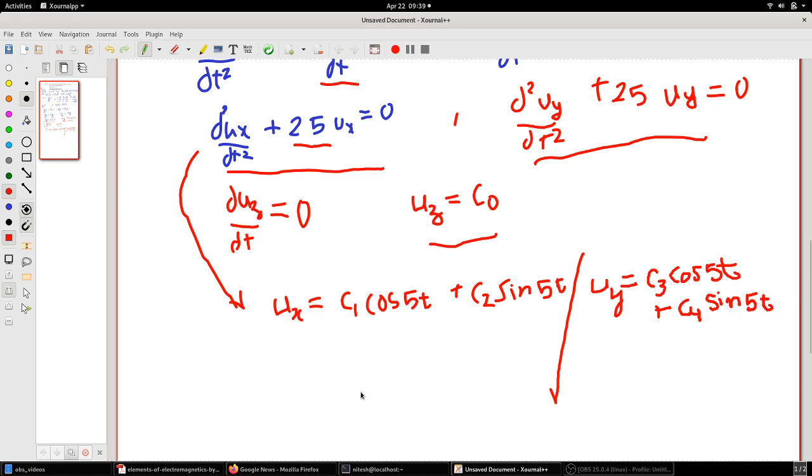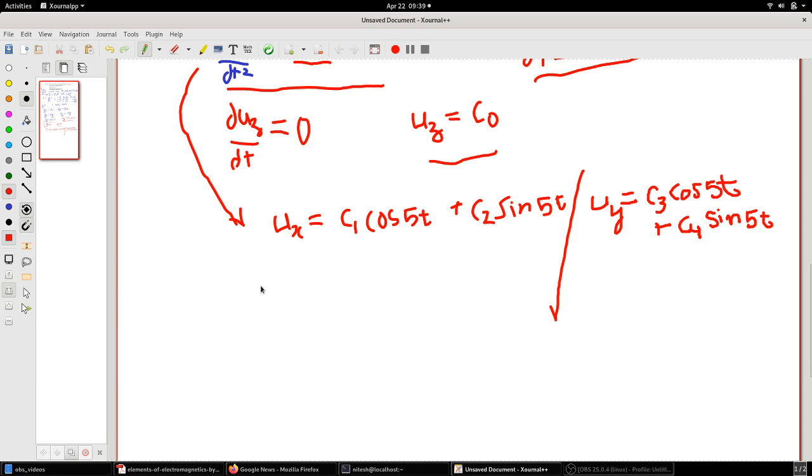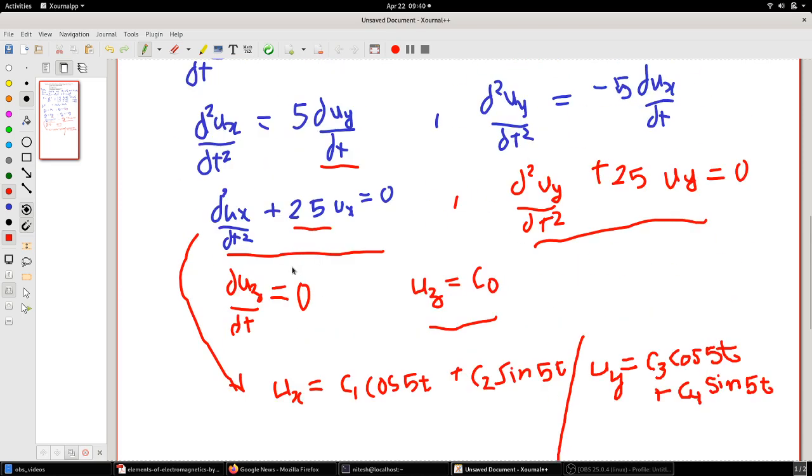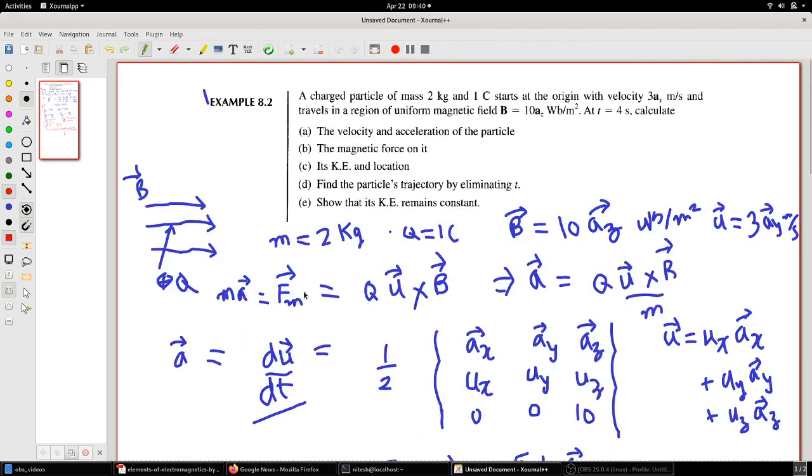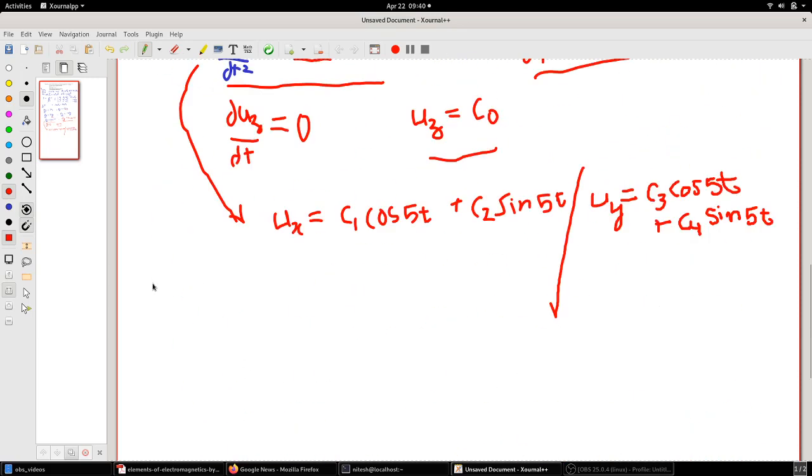Okay, so this is what you have. What it turns out is, if I replace this at t equal to 0, you have the x component as 0, right? You know that at t equal to 0, only the uy component is there, so u equal to 3ay. This is there with you. So I have this with me.